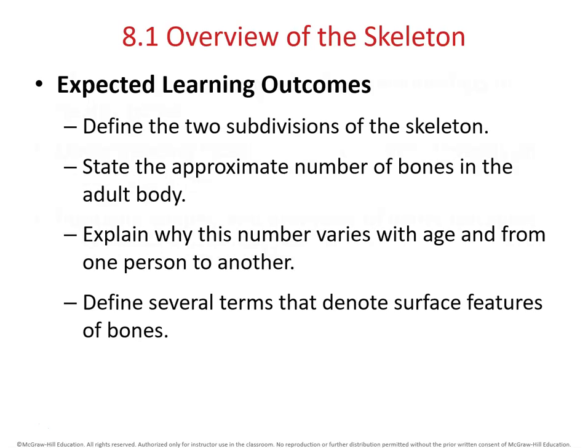So in this chapter, or this section, we'll be talking about the two broad categories that bones can fall into within the human skeleton. We'll talk about the number of bones in the adult body, why this number varies from person to person, and why adults have a different number of bones than children do. And we'll also talk about some of the general features that bones can have, so then we can look at the features of specific bones in future sections.